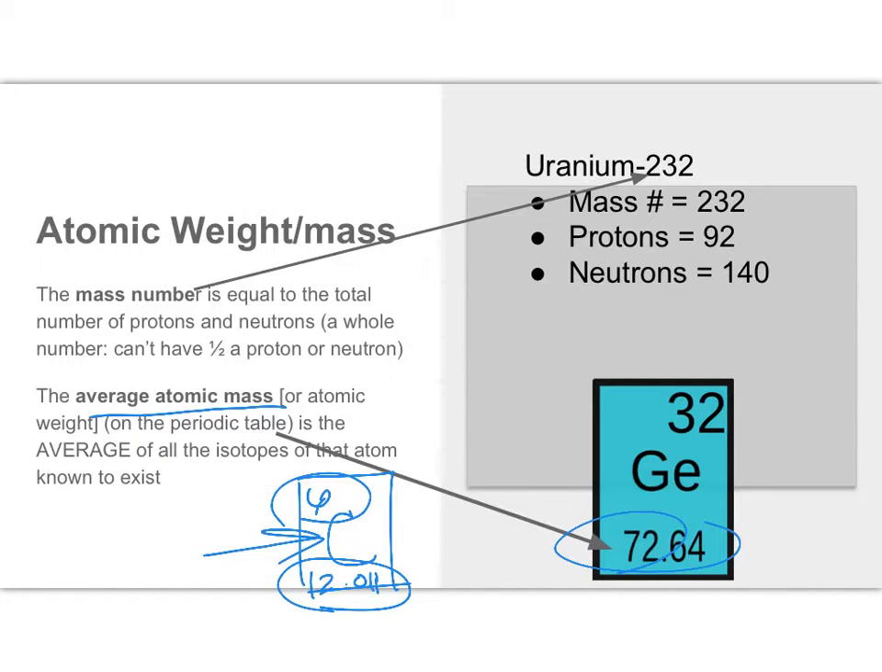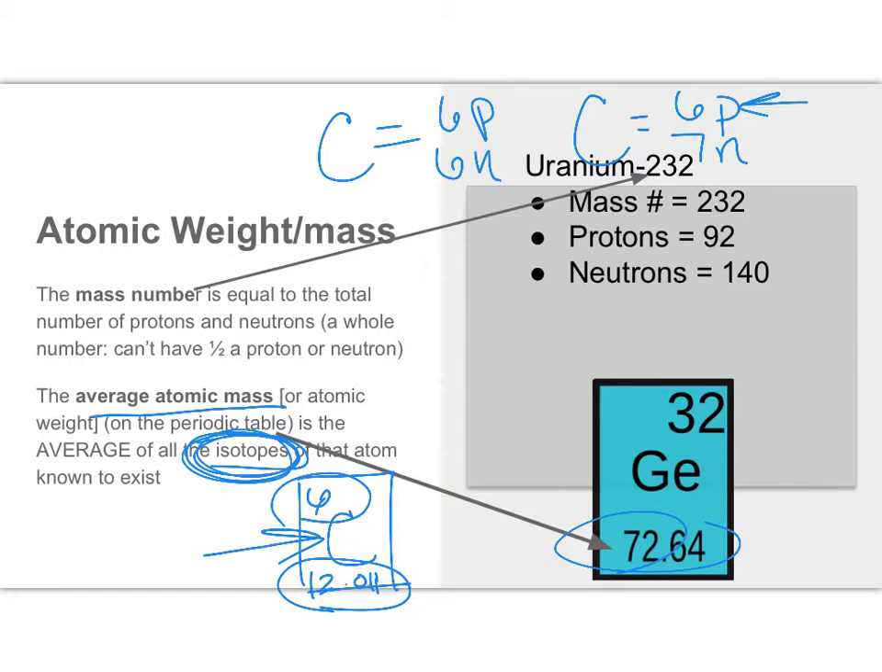But what's funny is that not all carbons have the same number of neutrons. For example, I could have a carbon that has 6 protons and 6 neutrons. I could also have a carbon that has 6 protons and 7 neutrons. Still carbon because it has 6 protons, but it can weigh different amounts. So these are what we call isotopes, okay? Isotopes are where we have different weights of the same kind of element.